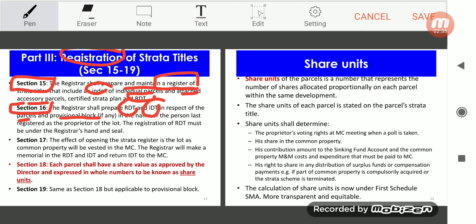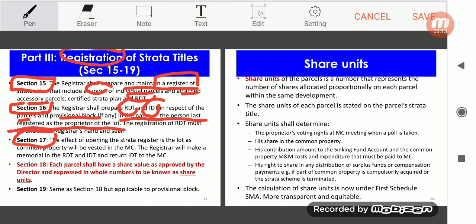The registrar shall prepare RDT and IDT in the name of the person last registered as proprietor of the lot. So it means the first time the strata title is issued, the name on the strata title is the name of the owner of the land, the proprietor of the land. If it's the developer, the developer's name will appear in the strata title. If it's a joint venture between the developer and, say, Mr. A, Mr. A's name will appear in the strata title. Okay, registration of RDT must be under the hand and seal of the registrar, same as land title.